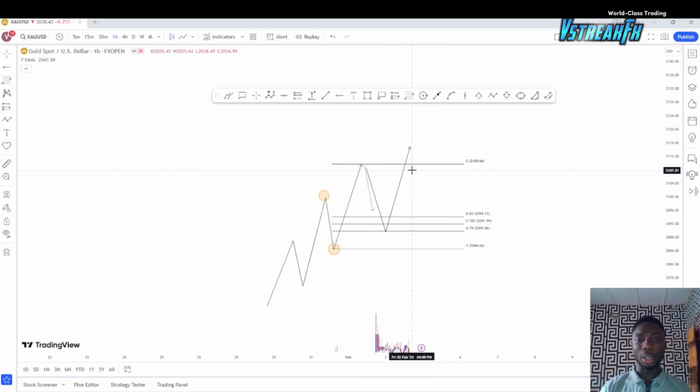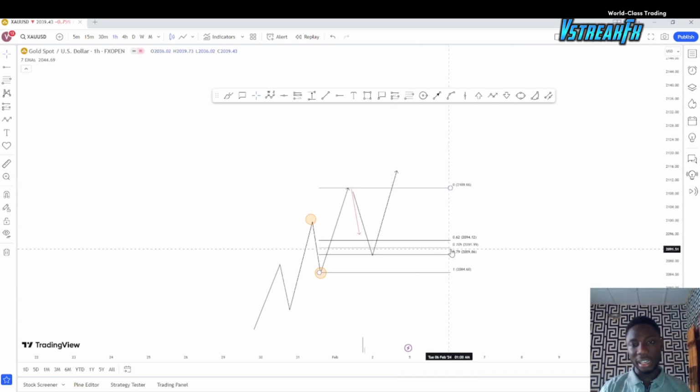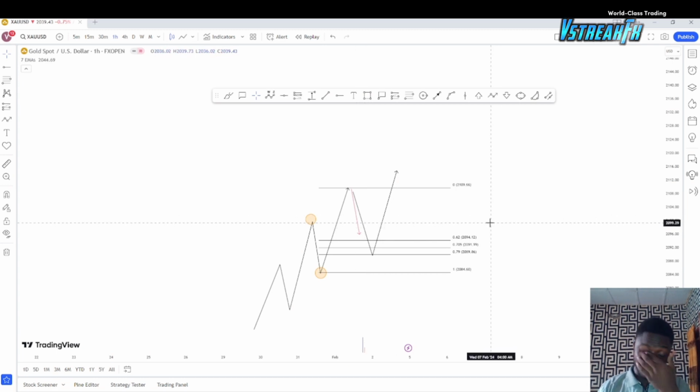There are chances sometimes it rejects from the 62, rejects from the 70, rejects from the 79. So it can reject from any of these three levels. Those are the value levels. This is just the way you use it.